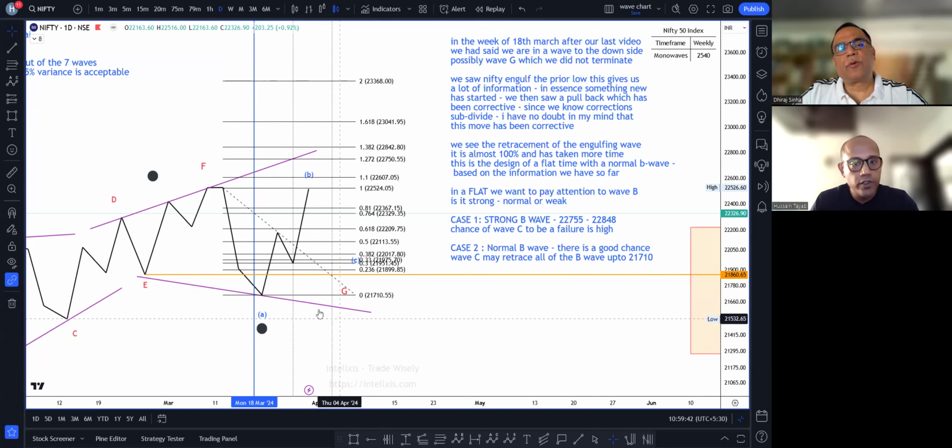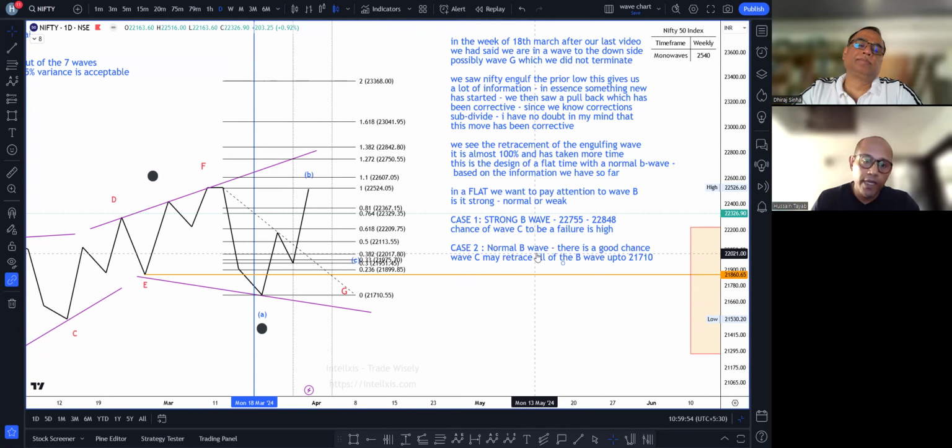One for continuation, and case 2, I'm taking it as a normal B leg. Whenever we have a normal B leg in a flat, the C leg has a good chance of retracing the entire leg that we have. That would be 21,710 के आसपास ये retest कर सकता है.